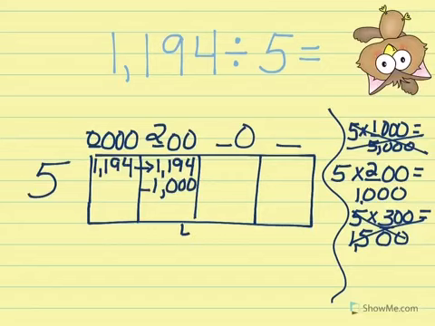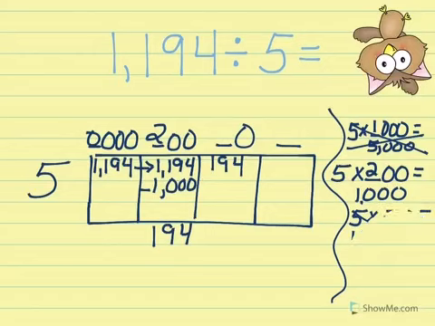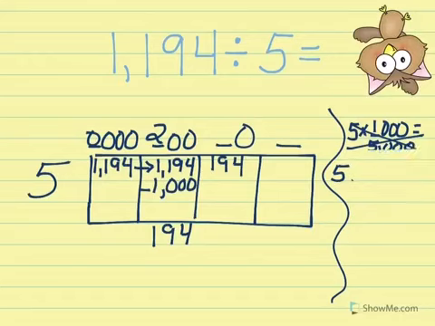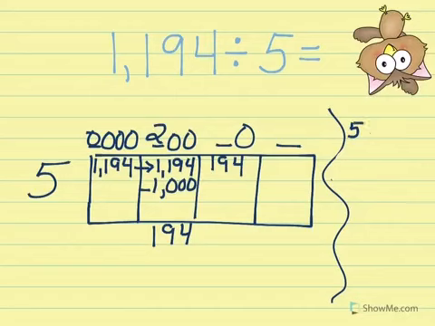Subtract, and I get 194. All right, just going to clear some room over here in my thinking area so we can work with our tens. So now I'm thinking 5 times how many tens will get me close to 194?